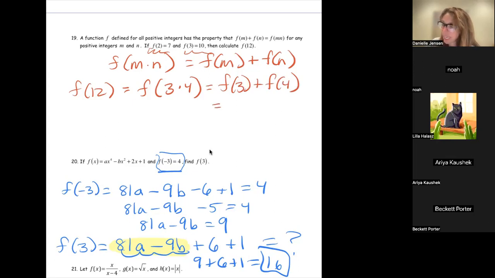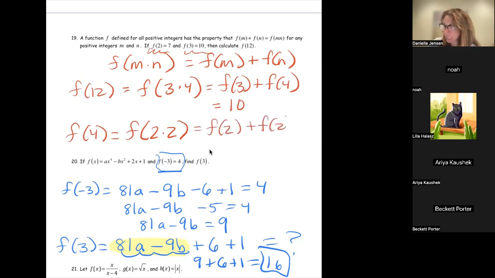It's 10. I don't know what f of 4 is, but let's find out, because what two things can I multiply to get 4? 2 and 2. Yeah, exactly. So I can apply this rule again. F of 4 is f of 2 times 2. So this is just f of 2 plus f of 2. And I actually know what f of 2 is. It's 7 plus 7. So f of 4 then is going to be 14.